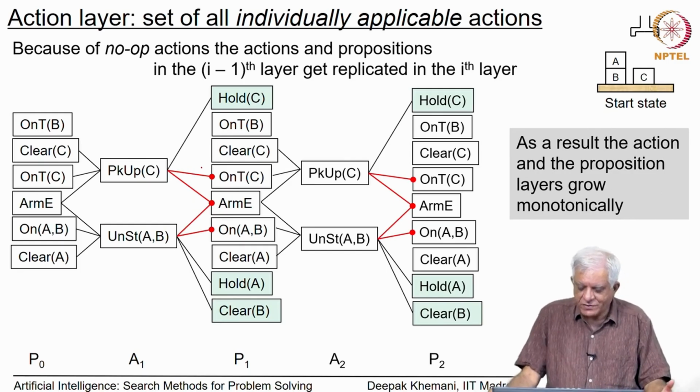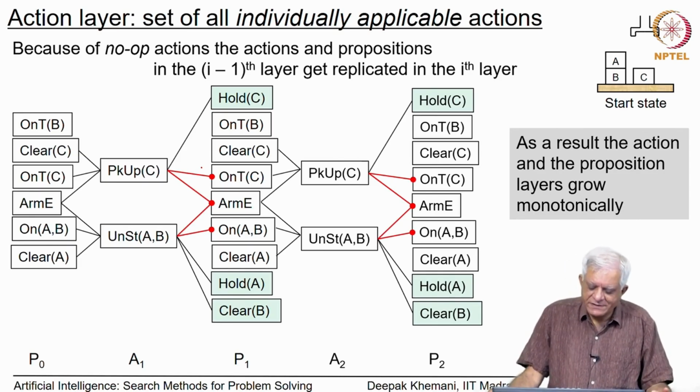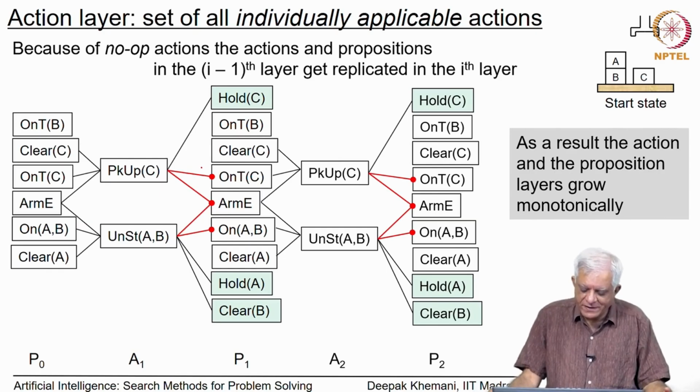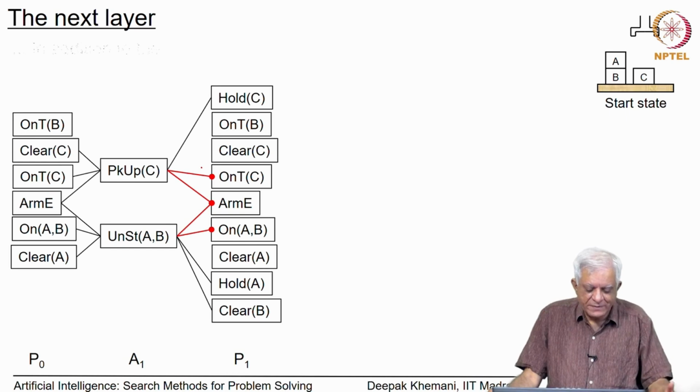the second action layer. So, the first thing that we observe is that any action that is introduced in any layer will continue to be introduced in subsequent layers, and any proposition that is introduced in any layer will continue to be introduced in subsequent proposition layers, and this is all because we have these no op actions, which means that the action layers and the proposition layers will grow monotonically as we grow the graph. We are growing the graph from left to right, it is a layered graph. But apart from this replicating, we also have new actions which have become applicable, and so in the next layer those will come as well.